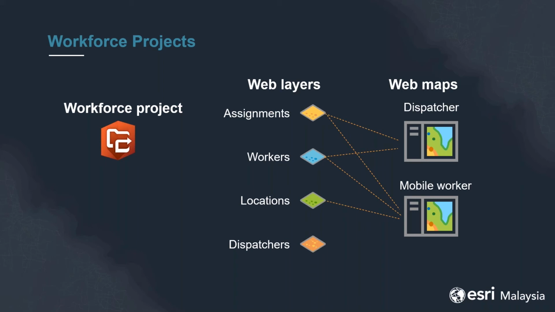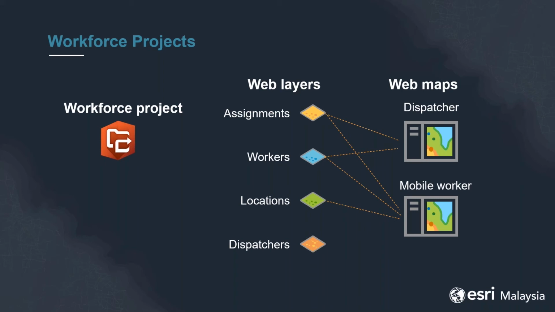And then finally, it also creates a group for us. So if we have data that needs to be seen by dispatchers or mobile workers, we can share that data into that particular group, and they will be able to see it. So there is no having to share it more, which would cause a delay in getting the data to the dispatchers or mobile workers.